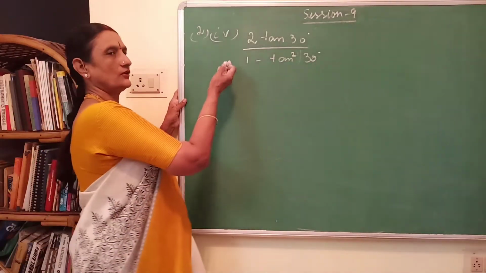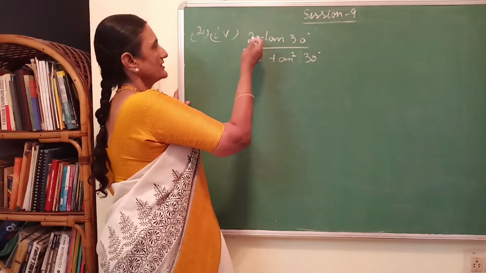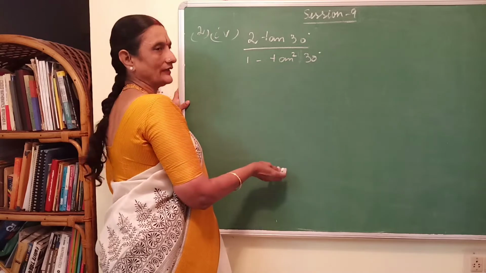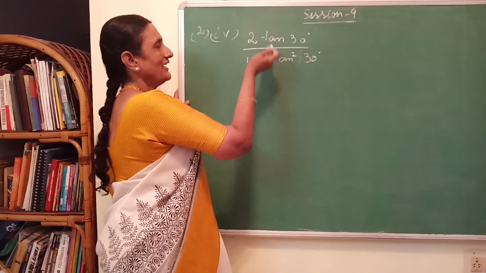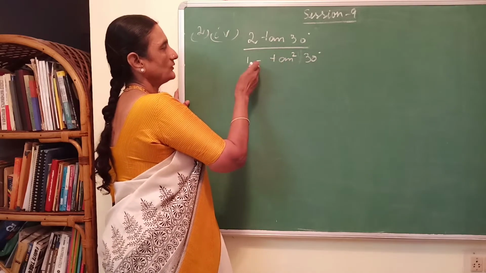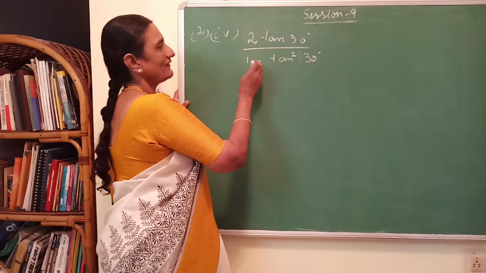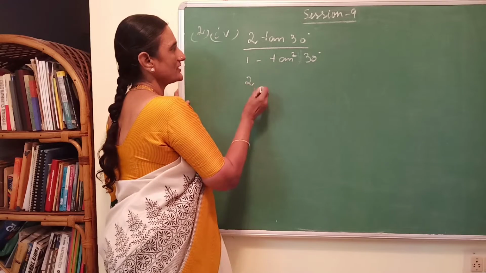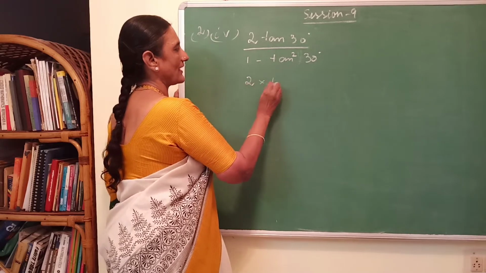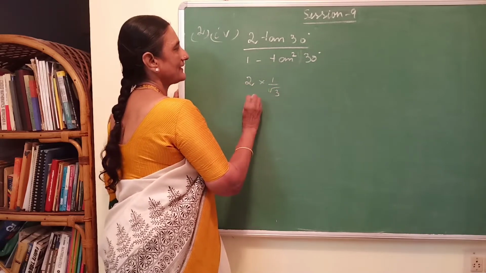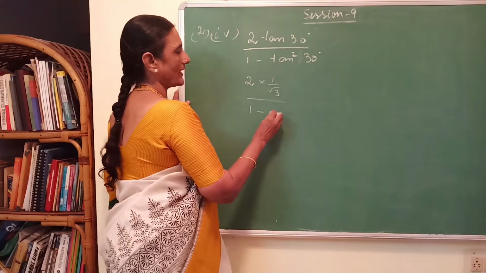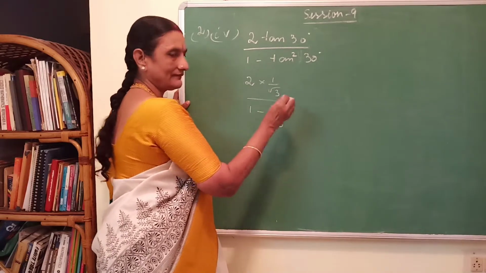We move on to the fourth subdivision. Fourth subdivision, you have got 2 tan 30 divided by 1 minus tan square 30. In the first subdivision, you did the same sum with 1 plus. Now here we have got negative. Let us see what happens. It is 2 into tan 30, you all know it is 1 by root 3, and then divided by 1 minus square it. If you square it, that becomes 1 by 3.